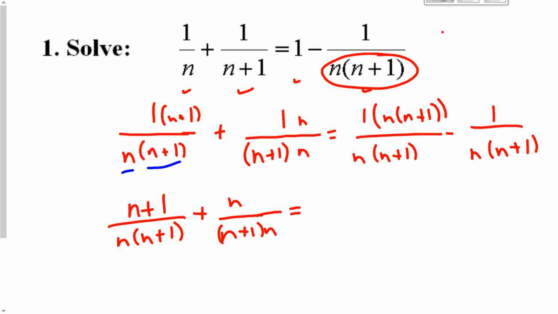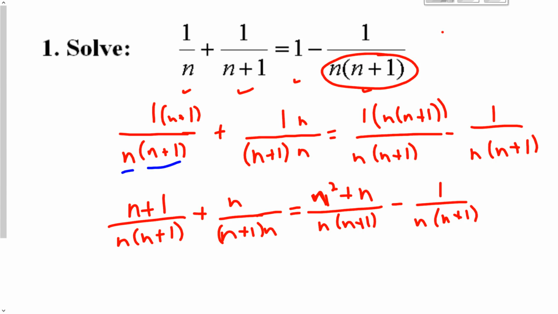And then if I distribute the 1 and the n, I get n squared. That's n squared plus n over n times n plus 1. And you could distribute the bottom stuff too, but you don't have to. Minus 1 over n times n plus 1.